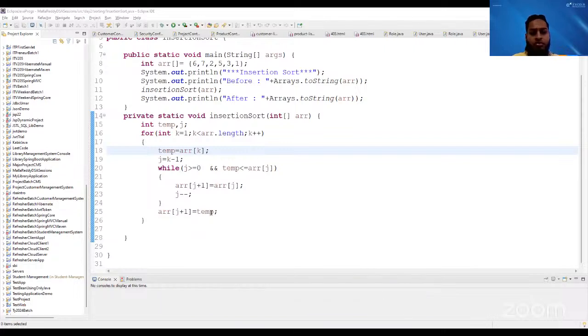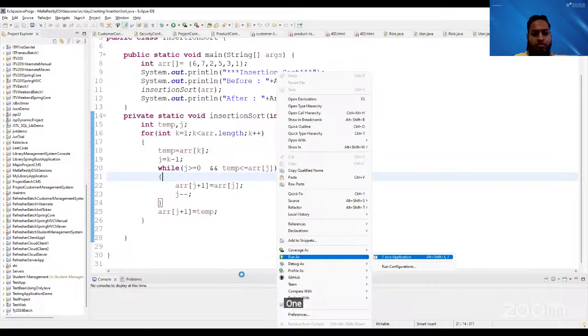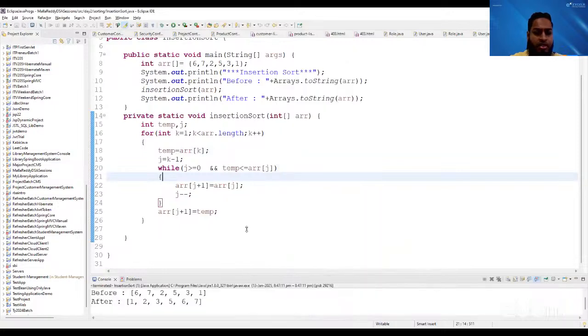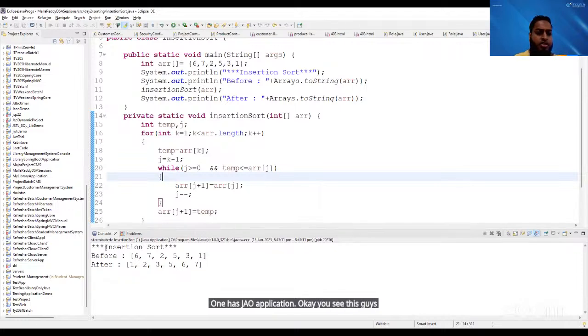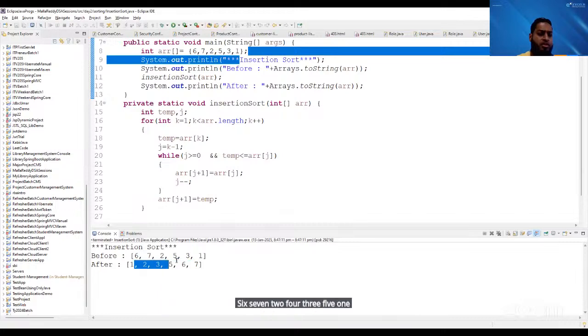Okay, so let me switch. Now right click over here, run as Java application. Okay, you see this, guys? Insertion sort. The same program which I did over here, but this logic is different. See, it's working, and I'm getting the output: 672351 becomes 123567.